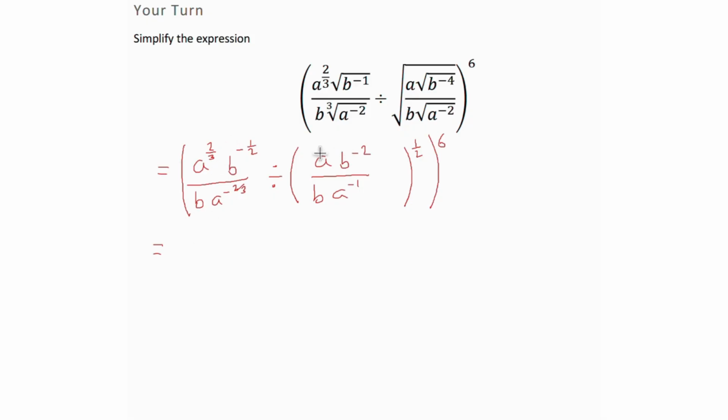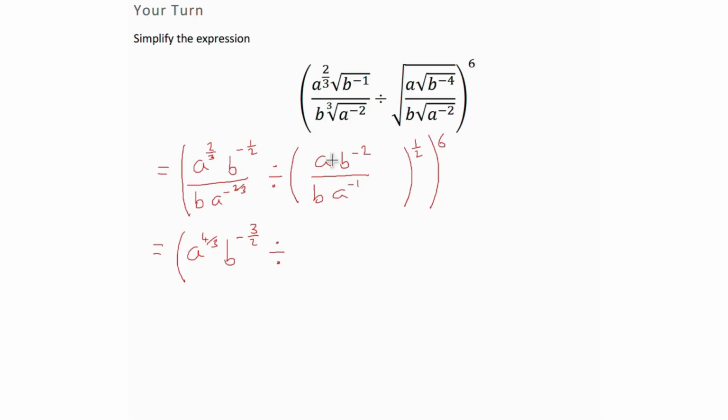Let's simplify each of these individual fractions first, might be easiest. So we've got a to the 2/3 divided by a to the minus 2/3. That's going to give me a to the 4/3. b to the minus a half over b is going to give me b to the minus 3 over 2. This is because I am subtracting the power. So 2/3 take away negative 2/3, minus a half take away 1.